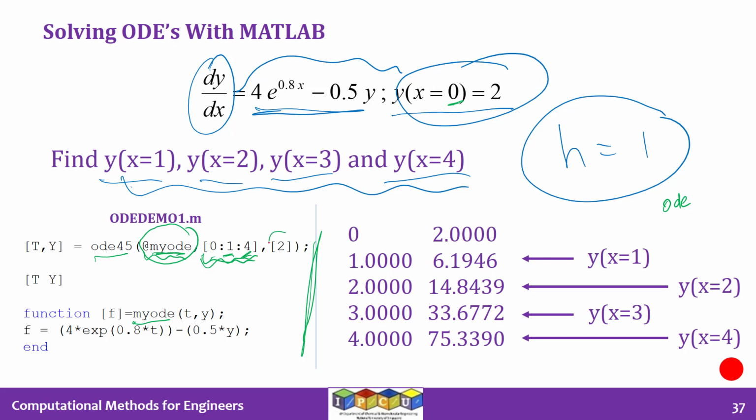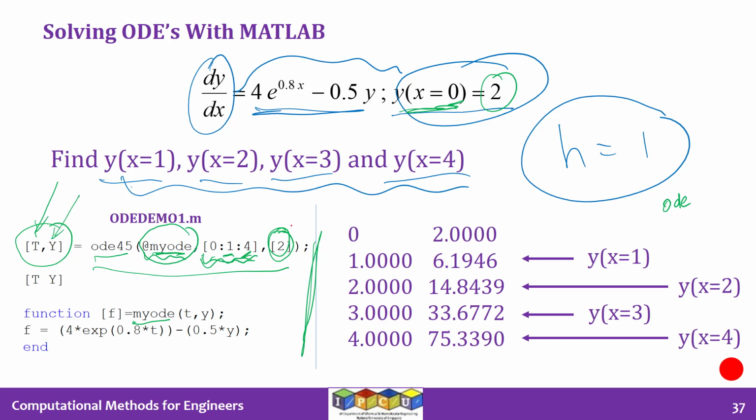And this is the initial condition. Because it's an initial value problem, I know y at x equal to 0 is given as 2. So you have to enter it in this particular order, and the outputs will be stored in t and y. These are the two variables. t will contain the values of the independent variable, and y will contain the values of the dependent variable.